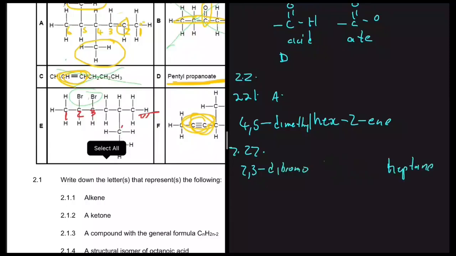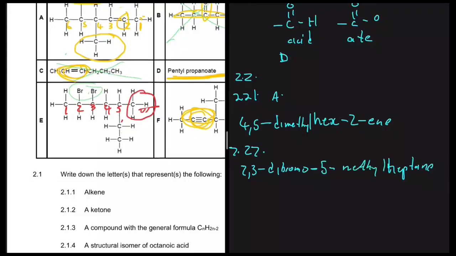And then we can look for the branch, right? Carbon number 4, carbon number 5, and then on carbon number 5, we have methyl, right? So we're going to have dash 5 dash methyl. And then there goes our IUPAC name.